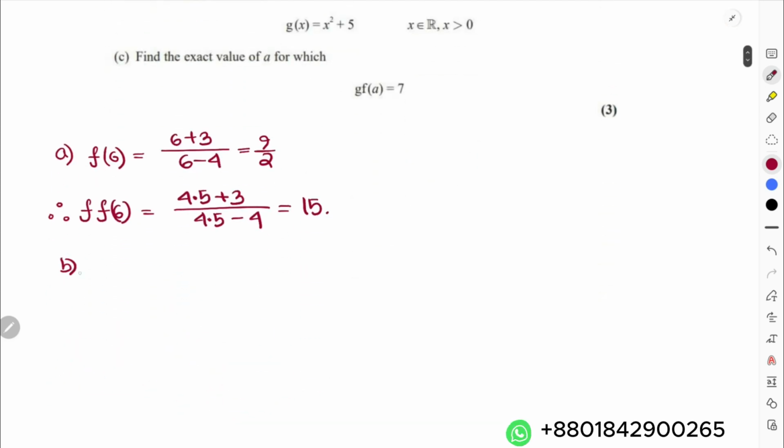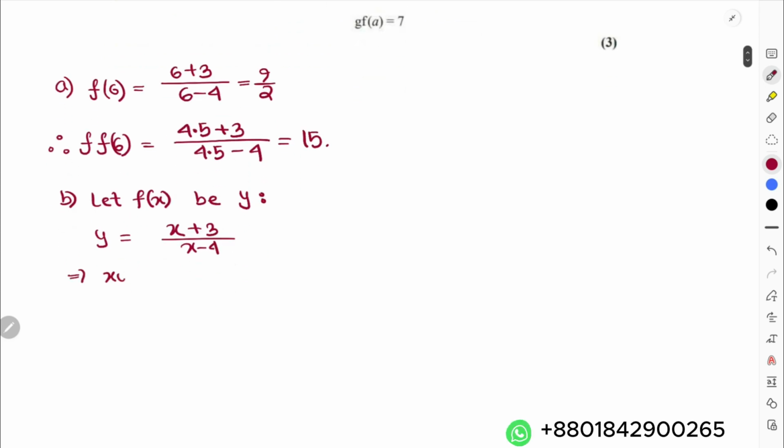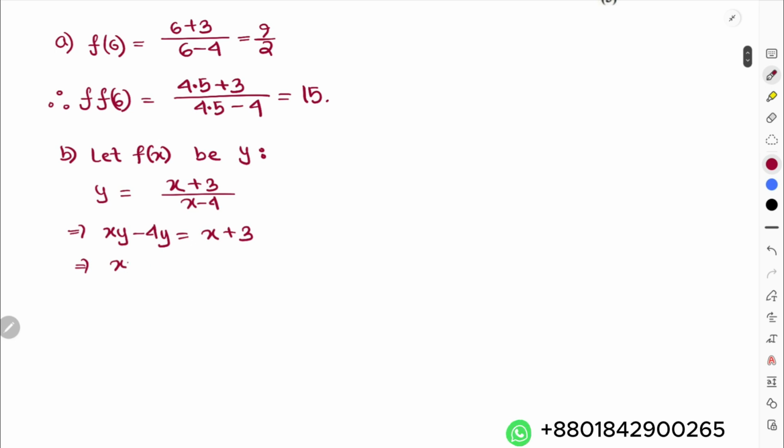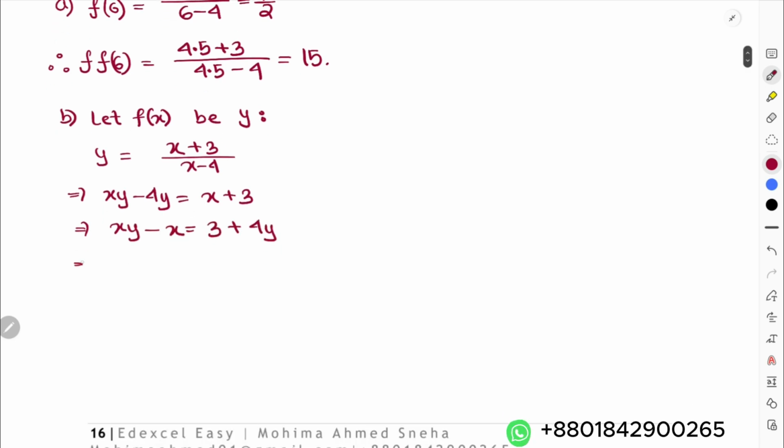For f inverse also we know that we have to consider f of x be y. If f of x is y, then we can write y equals x plus 3 over x minus 4. So we can write xy minus 4y equals x plus 3. And then we can write all the x's together, xy minus x equals 3 plus 4y. And again, we can take x as a common factor. We get x times y minus 1 equals 3 plus 4y.